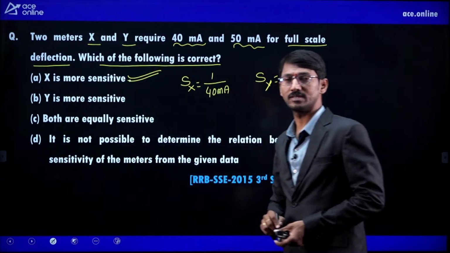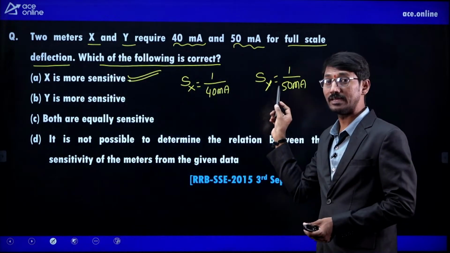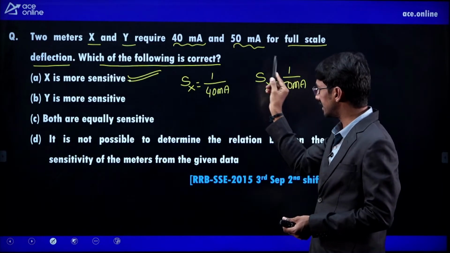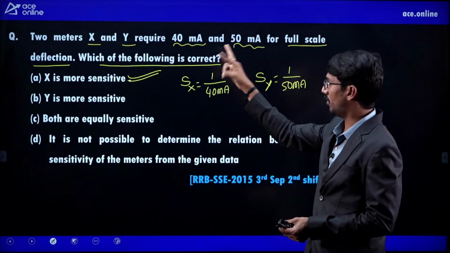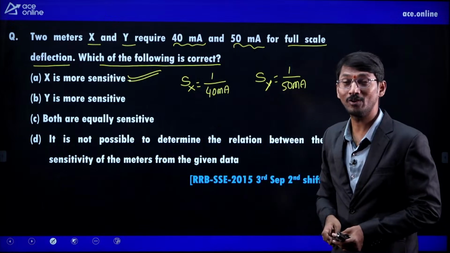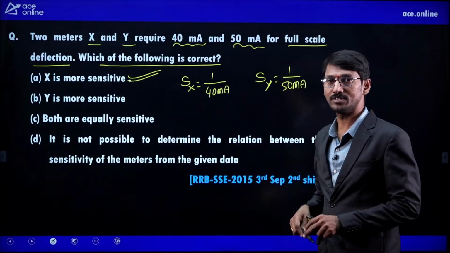X is more sensitive. We are not saying the other is less sensitive; comparatively this is more sensitive, and this is less sensitive than this one. Among those two, that is why X is more sensitive. How can you find out? By the 1 by IFSD notation.